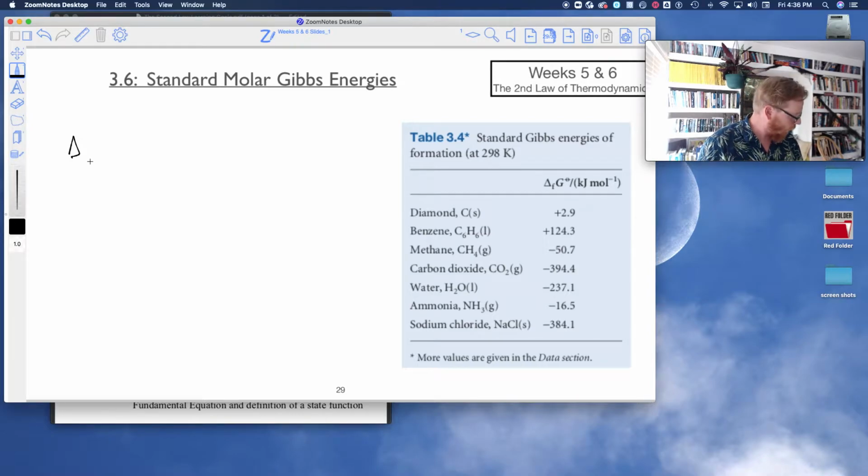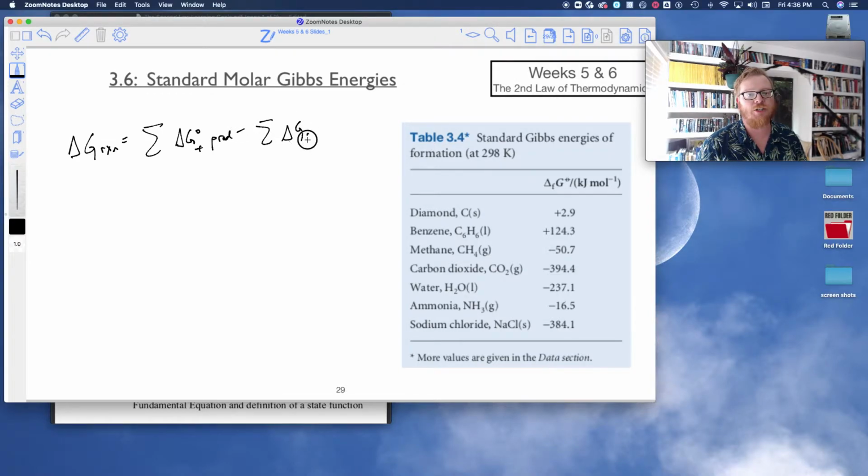So it's just like all of our other chemical quantities, right? So delta G of, let's say, a chemical reaction, we know is the sum of the free energy of formation of the products minus the sum of the free energy of formation of reactants. So like that classic Gen Chem stuff.